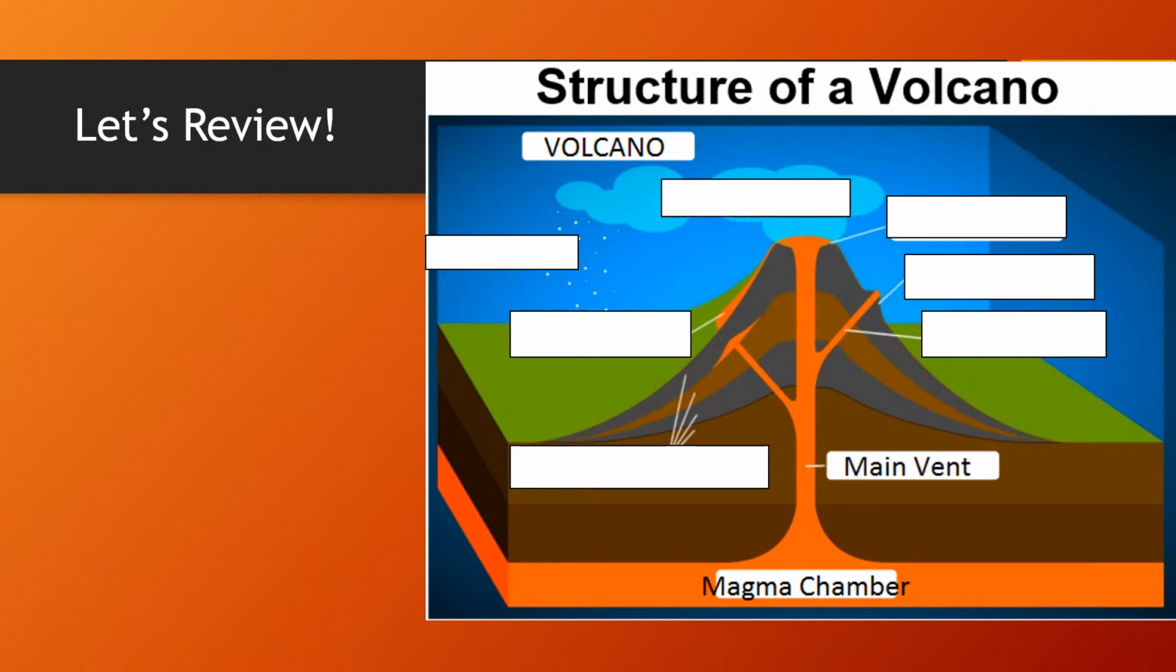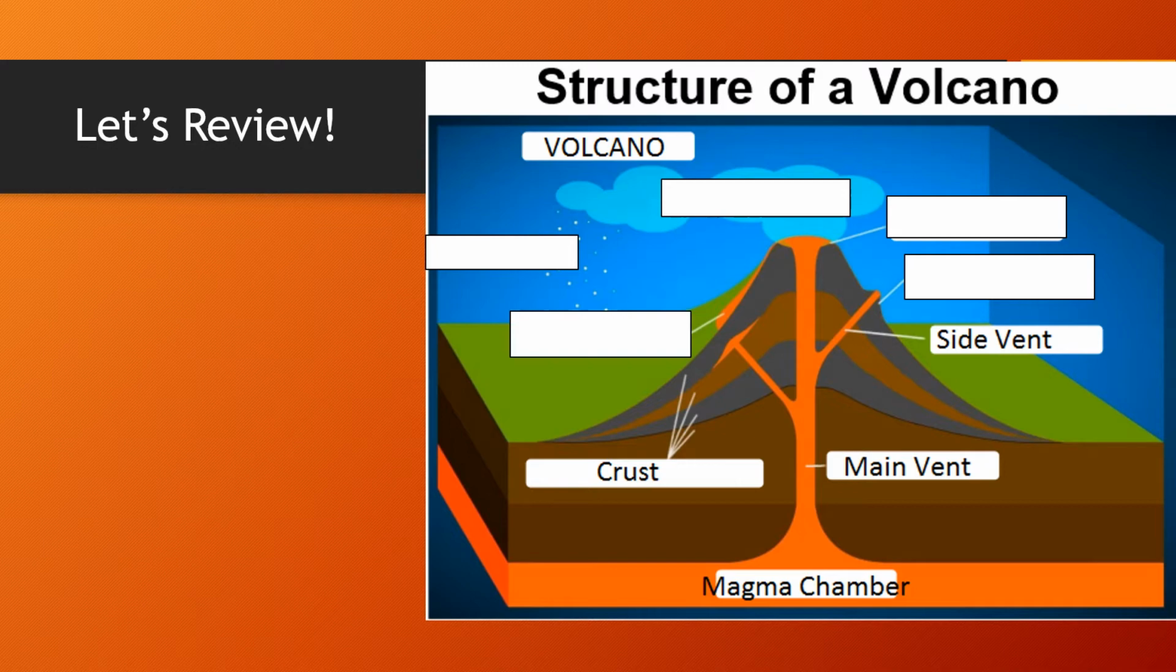The second part is what we call the main vent. A volcano's main vent is the weak point in the Earth's crust where hot magma has been able to rise from the magma chamber and reach the surface. Another part is what we call the crust. Here we are referring to the layers of the volcano.